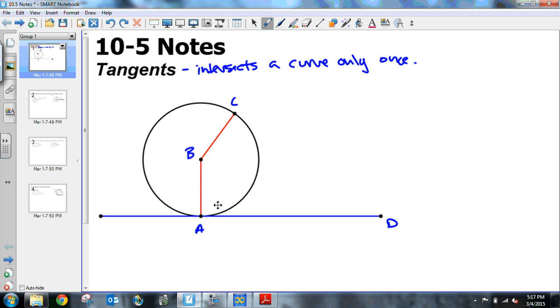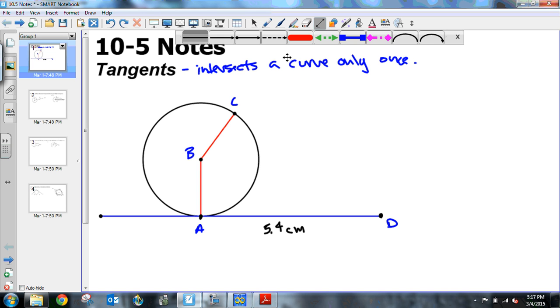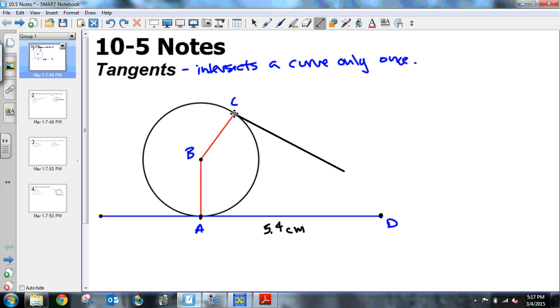Let's look at some unique things that we can find about tangent lines to circles. The one thing that I've got here is that I've gone ahead and measured the length of AD. The distance from point A to point D ends up being 5.4 centimeters. Okay, and I encourage you to actually sit down and measure that length. Then let's take point C and point D and connect those with a line. If you get a straight edge, connect point C with point D.